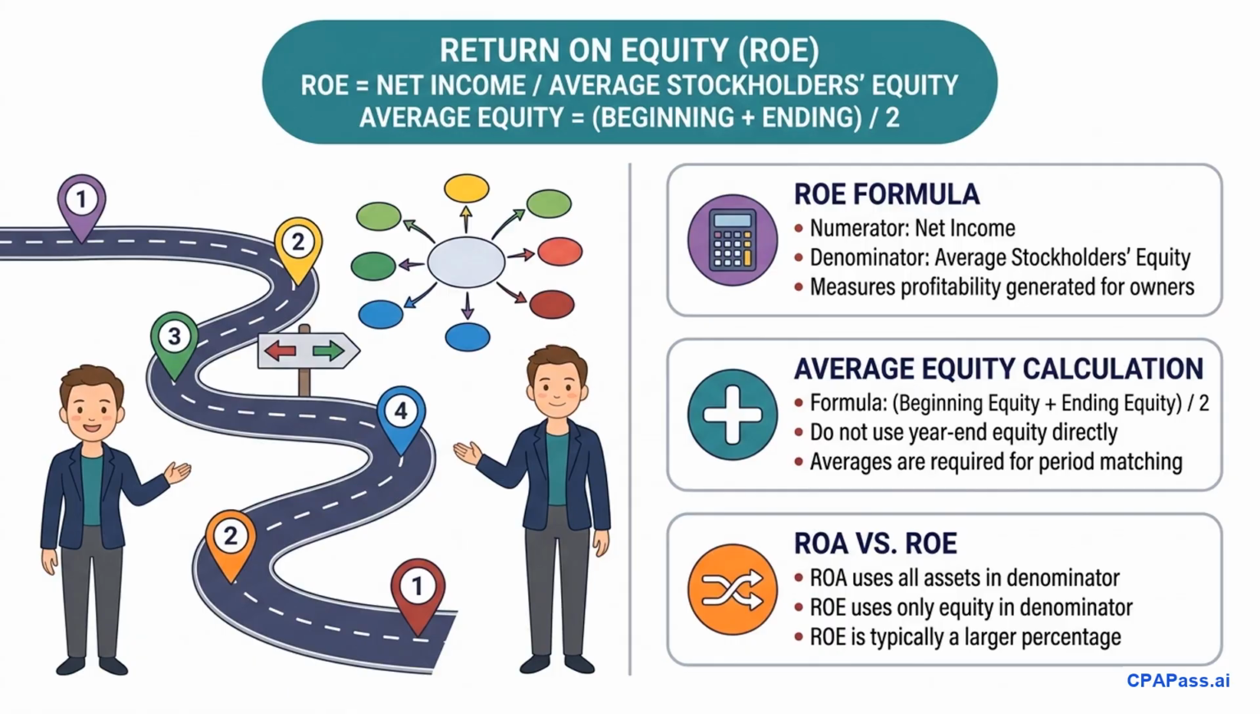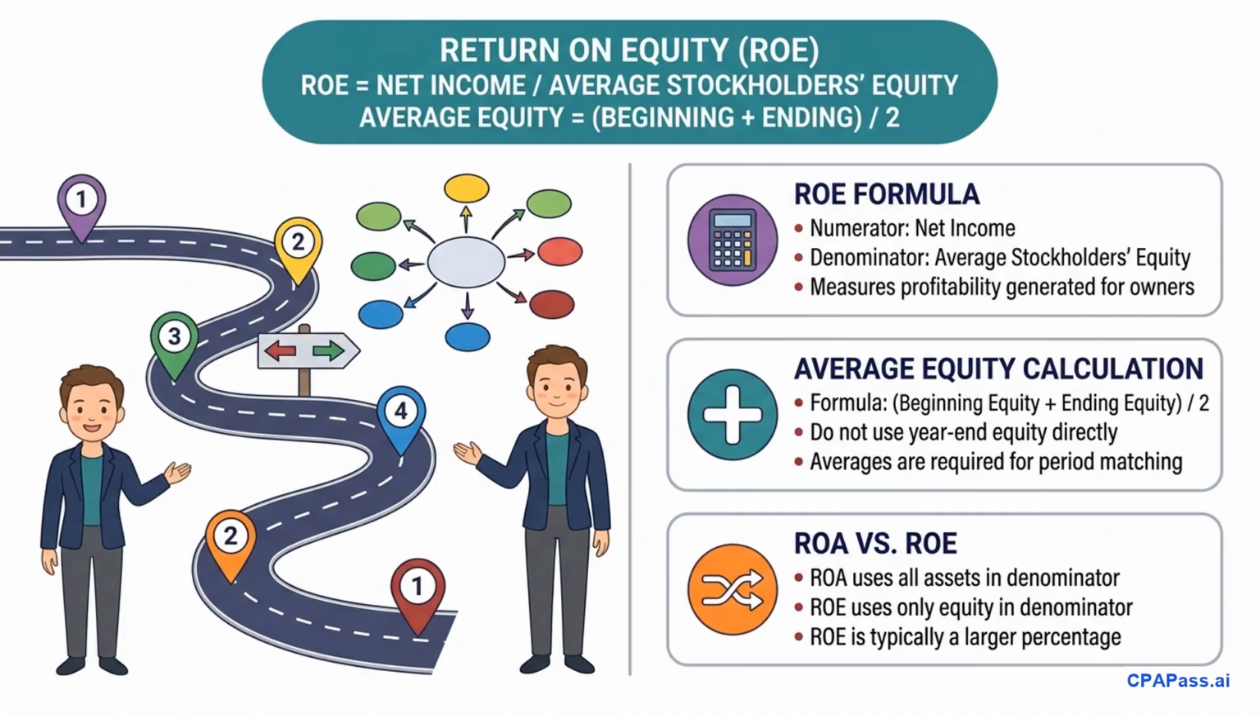Next, we examine return on equity, or ROE. The basic formula is net income divided by average stockholders' equity. While ROA measures how efficiently a company uses all its assets, ROE measures the profitability generated specifically for the owners of the business. To calculate the denominator, take beginning stockholders' equity, add ending stockholders' equity, and divide by 2. Do not make the mistake of using only the year-end equity balance.